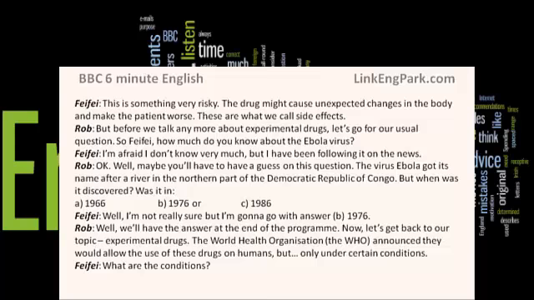I'm afraid I don't know very much, but I have been following it on the news. OK, well, maybe you'll have to have a guess at this question. The virus Ebola got its name after a river in the northern part of the Democratic Republic of Congo. But when was it discovered? Was it in A, 1966, B, 1976 or C, 1986? Well, I'm not really sure, but I'm going to go with answer B, 1976. Well, we'll have the answer at the end of the programme.